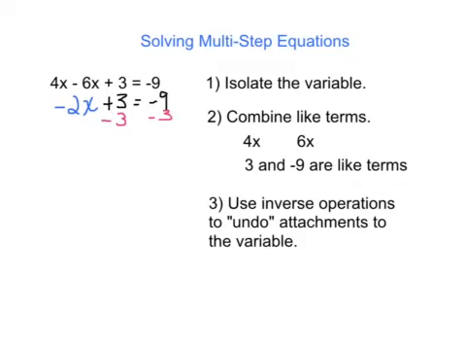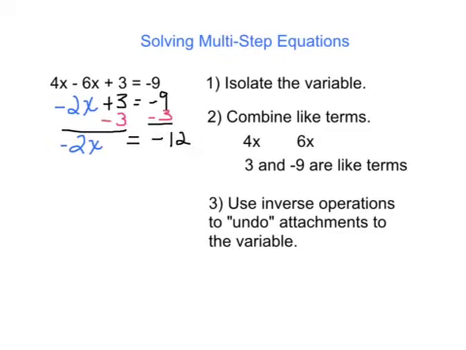Subtracting 3 is the same as adding a negative 3. That leaves me with a negative 2x. 3 plus a negative 3 is 0, so I don't need to write that down, is equal to a negative 9 plus a negative 3, which is a negative 12.